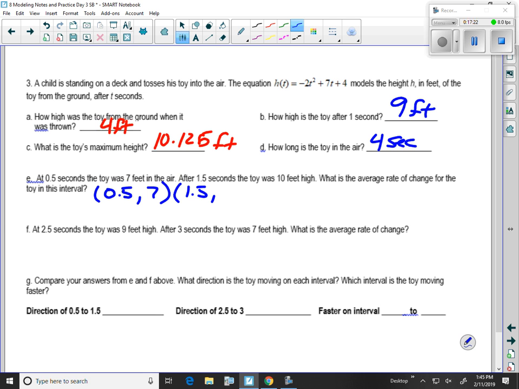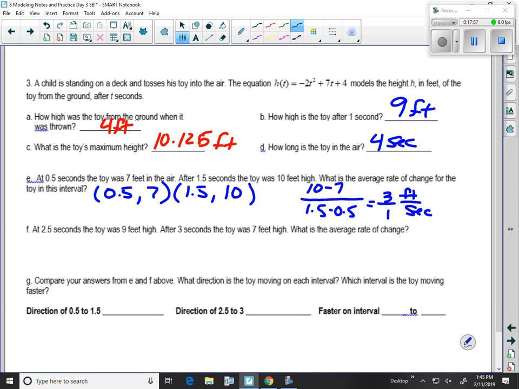After 1.5 seconds, the toy was 10 feet in the air. So that's our other coordinate point. Now we're going to find the rate of change. How do we do that? You do 10 minus 7, and 1.5 minus 0.5. Slope formula, y2 minus y1. You should end up with 3 over 1. 3 feet over 1 second.